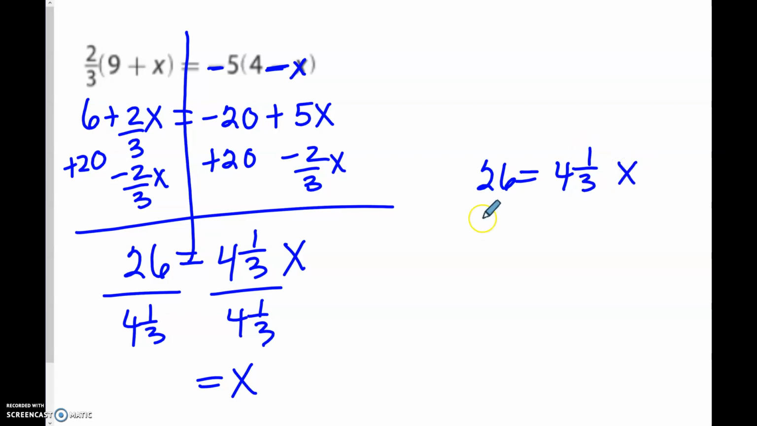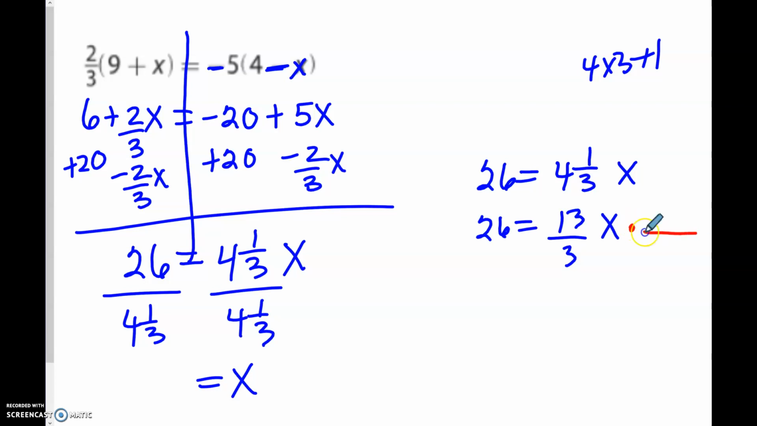So I need to change this to an improper fraction. So 4 times 3 plus 1. So that's 12 plus 1 is 13 over 3x. Now remember how we do this. If this is a fraction, we multiply by the reciprocal. So because this is 13 over 3, I'm going to write 3 over 13. So I'm going to multiply by 3 over 13.